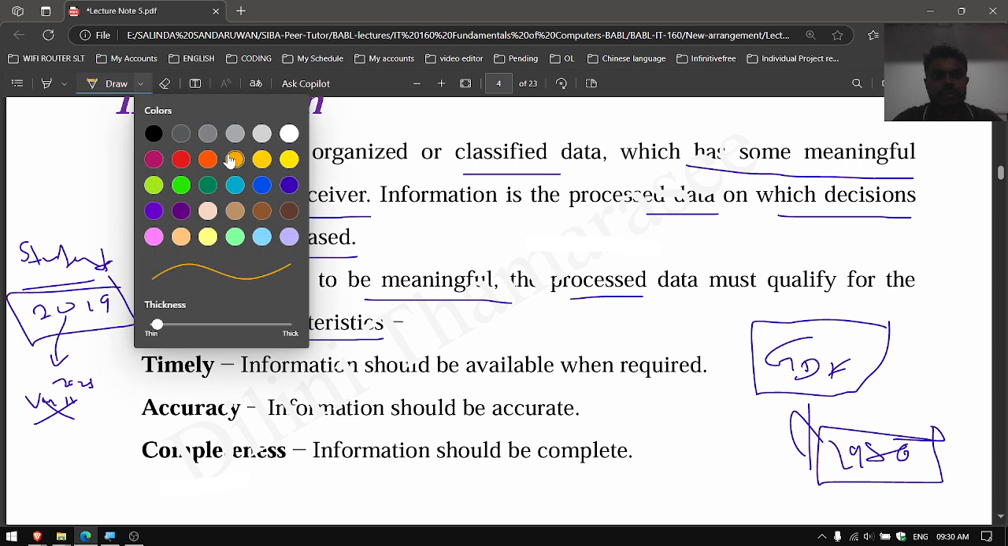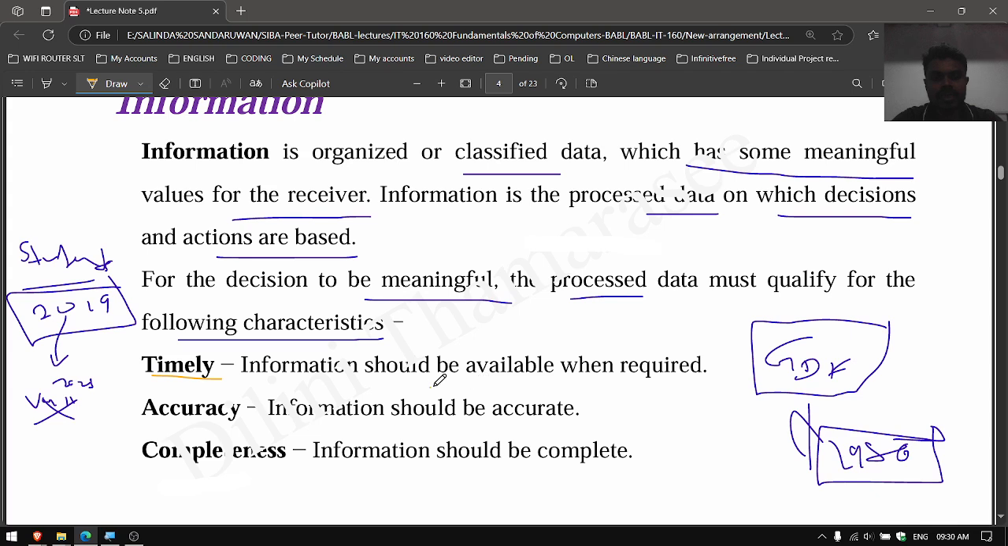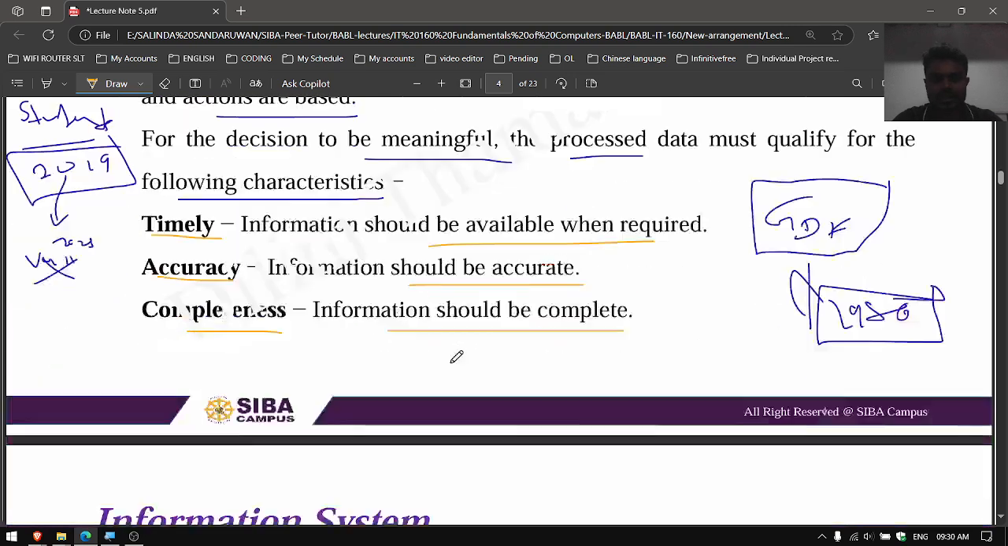So the information should be available when required, and it should be valid, and it should be accurate. Information should be accurate, and it should be complete. We'll discuss them later.